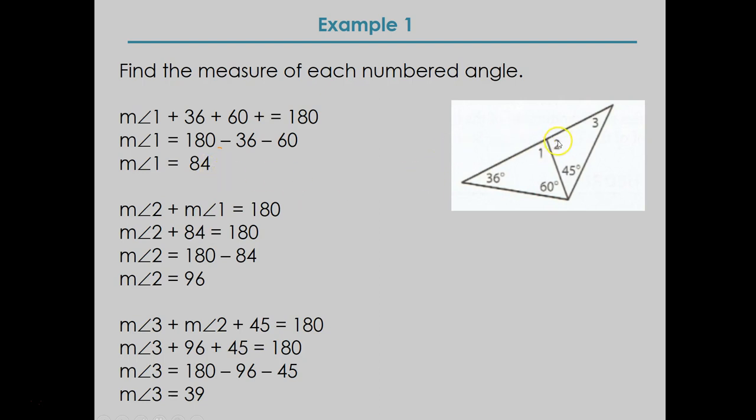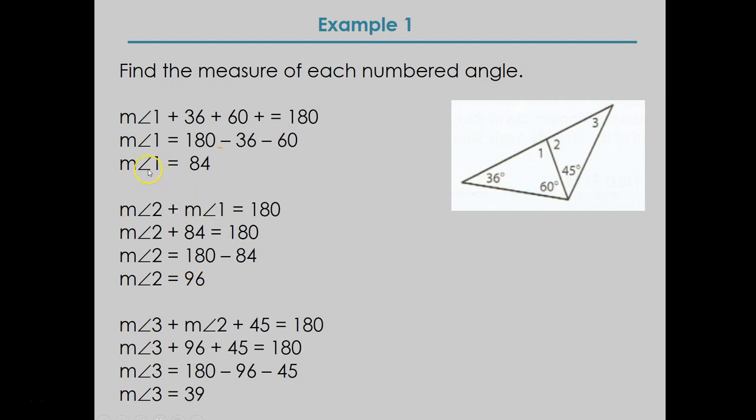Now I can solve for the measure of angle 2 because these are supplementary angles. Angle 1 and angle 2 are supplementary. They also add to 180 degrees. So the measure of angle 2 plus the measure of angle 1 equals 180. We know that angle 1 was 84 degrees. We just solved that. So 180 minus 84 equals 96.